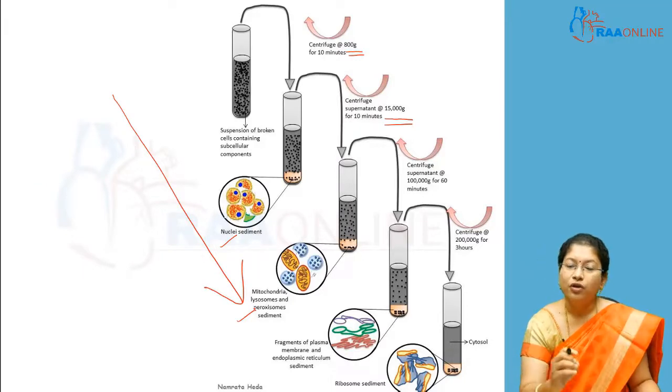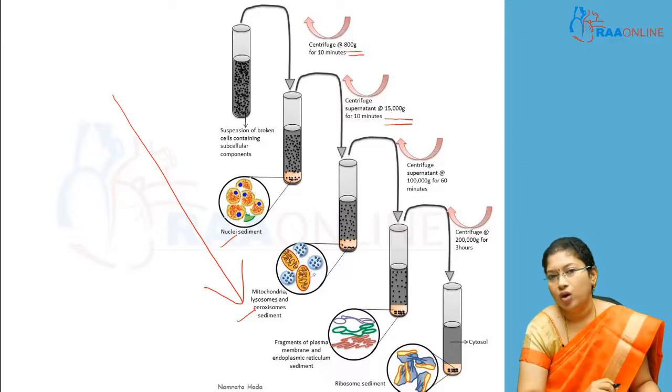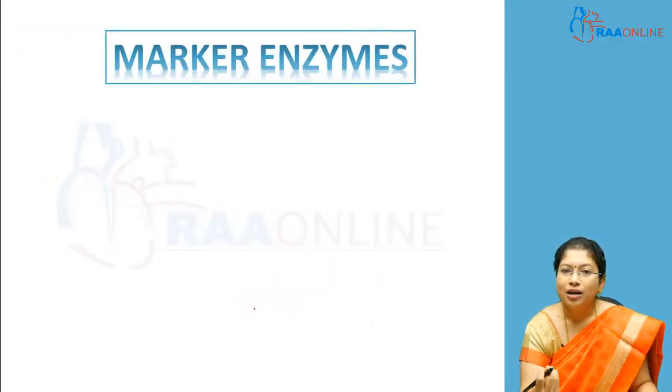But how will you confirm the purity of the cellular organelles? By marker enzymes. What are marker enzymes? Marker enzymes are the enzymes that are specific to the target cell organelles. So, that cell organelle contains those specific enzymes. They are called marker enzymes. When you separate the cell organelles, the marker enzymes are released. These marker enzymes prove the purity of the cell fractionation.